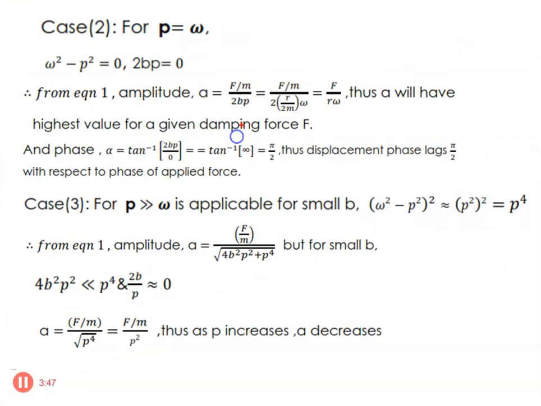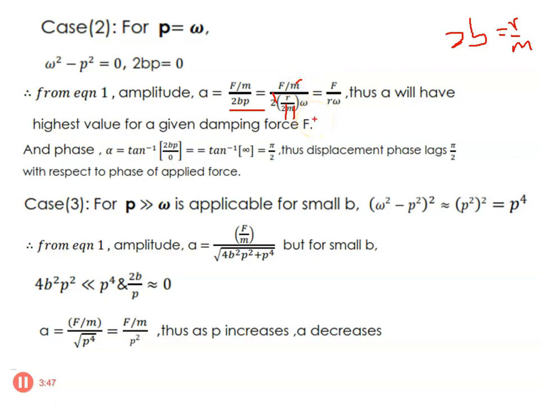So here we get F by M by 2 BP. I am going to substitute P by omega, and 2B is equal to R by M. Already in the forced oscillation expression, at the beginning, we had B equal to R by 2M. If you substitute, the 2 will get cancelled, and M in the denominator and the numerator will also get cancelled.